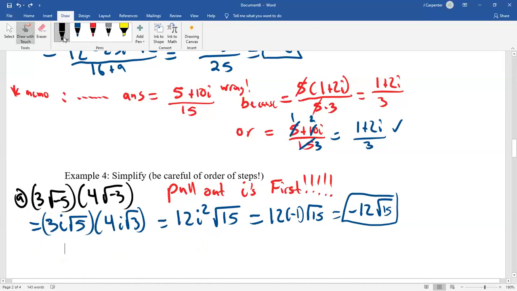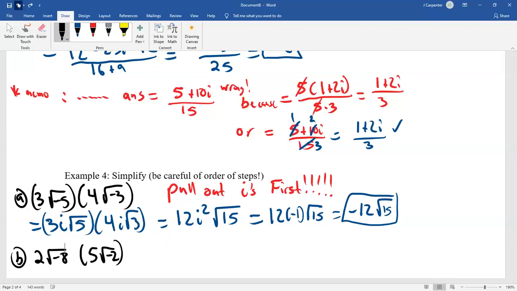All right, uno más. B, and this is going to be 2 square root of -8 times 5 square root of -2. These parentheses that I'm writing are completely arbitrary. I don't really need them, but without the parentheses, I would need a dot here for sure. I just like it better with the parentheses. So that's the way I choose to write it. All right, so what do we got to do first?